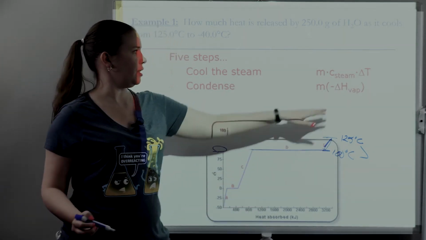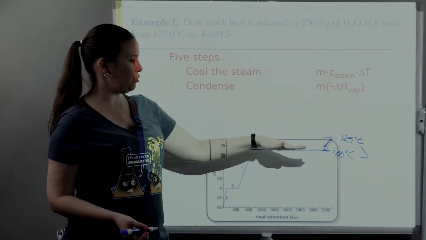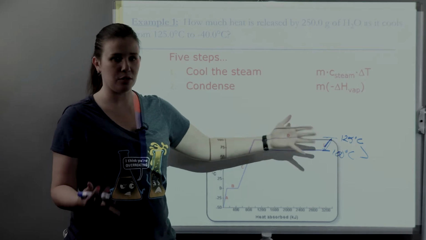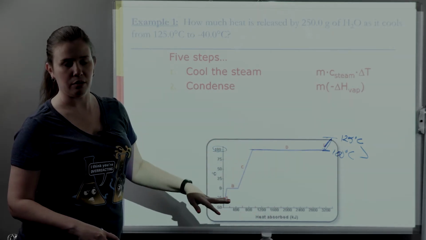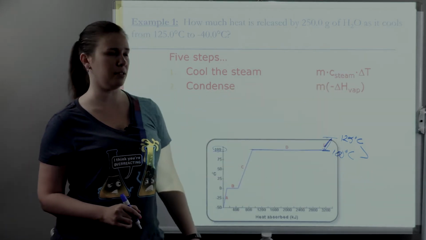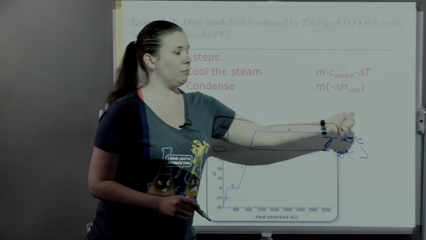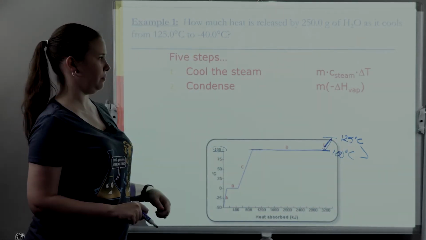Now, if you look at the second step, we're going to go through this phase change here. So this is where you're looking at the delta H of vaporization times the mass. Make sure you're using the vaporization for the vaporization section of the graph and the heat of fusion for the freezing and melting part of the graph. So up here, we're going to use that big number, the 2,260. It is going from gas to liquid, so it's going to be a negative 2,260.